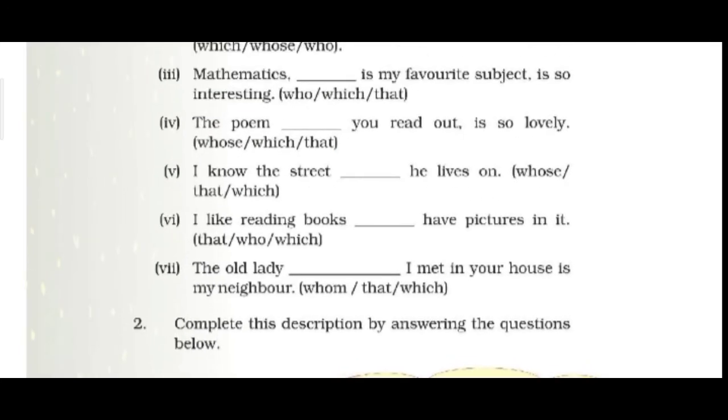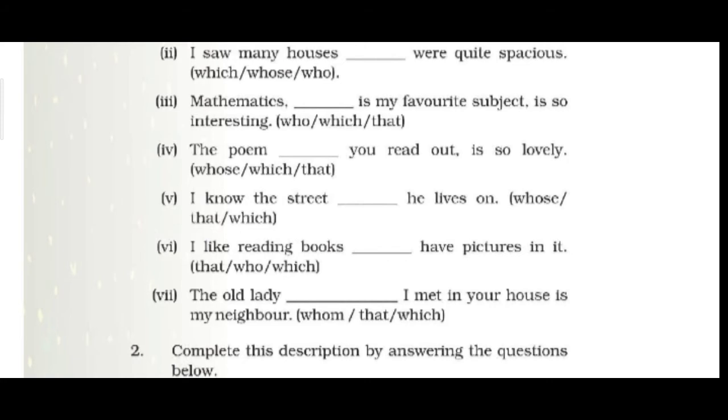Then the fourth one: The poem dash you read out is so lovely. See my dear students, here also they have given whose, which, that. Whose will refer to maximum human beings, people. So whose will not come, and it is also possessive. So whose will not come. Here which or that. So, the poem dash you read out is so lovely.